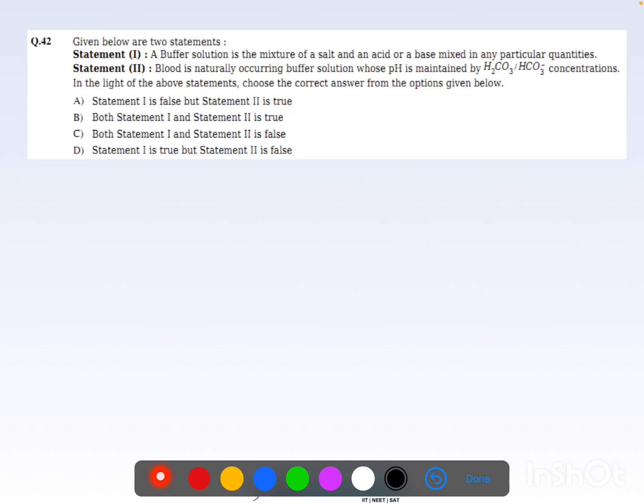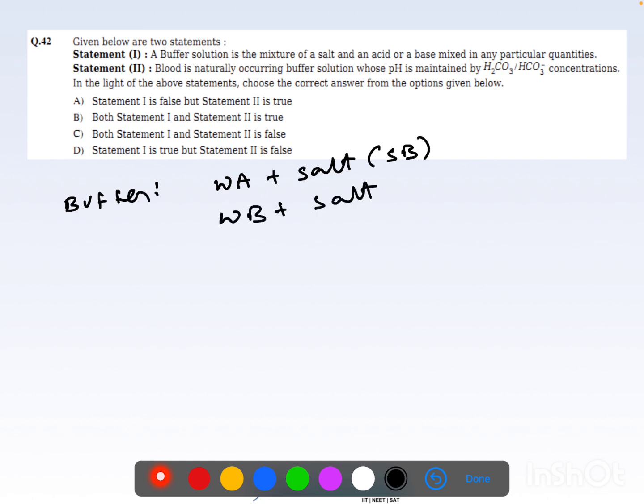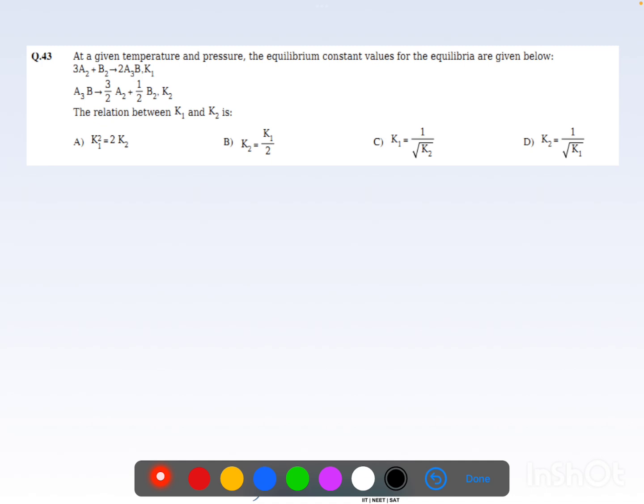A buffer solution is a mixture of salt and an acid or a base. See, a buffer solution is a mixture of a weak acid and its salt with a strong base, or a weak base and its salt with a strong acid. So the first statement is incorrect. Blood is a naturally occurring buffer solution whose pH is maintained by H2CO3 and HCO3 concentrations. This is a correct statement. So statement 1 is wrong, statement 2 is correct. So the answer will be option D.